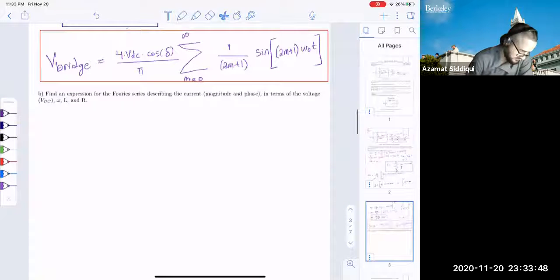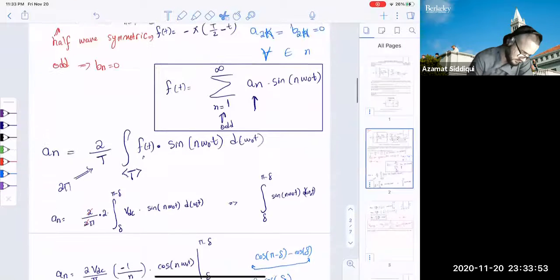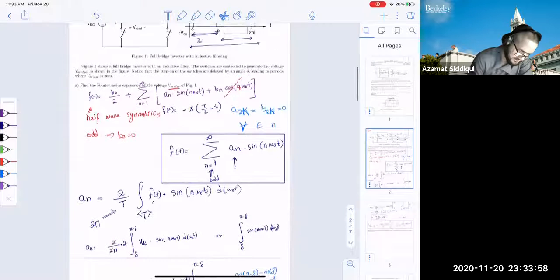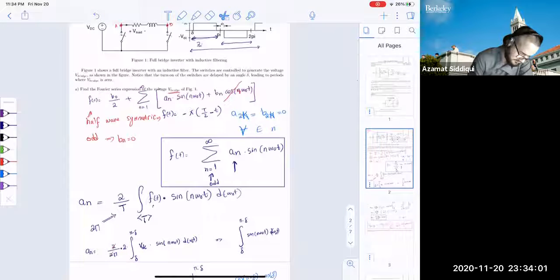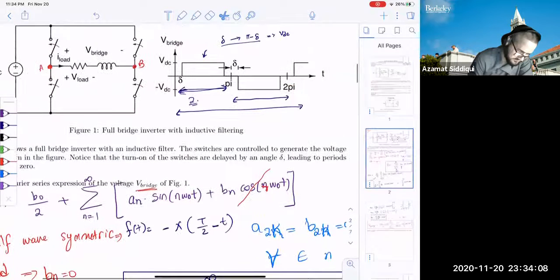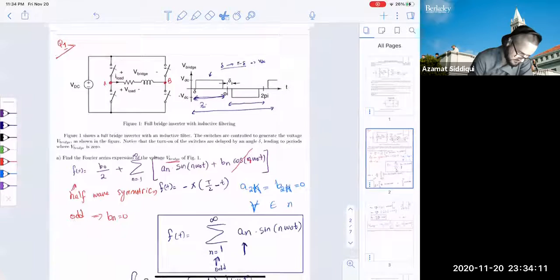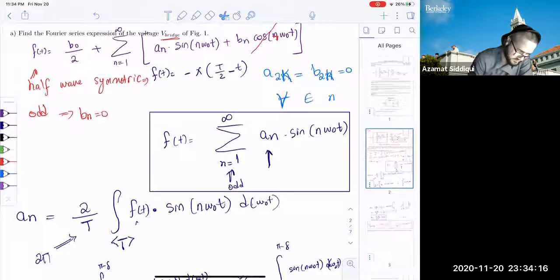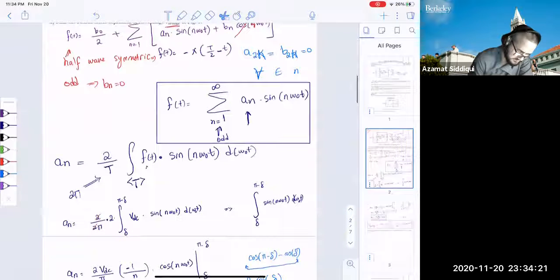All right, let's move on with part B. In the previous part, we went through this expression. I cleaned it up a little bit, so you should probably watch part A if you haven't to figure out how I did this. I found out that the waveform we have right here for the bridge was odd and half-wave symmetric. That means cosine terms are 0 and the even coefficients of sine are also 0. So the Fourier series should look something like this.